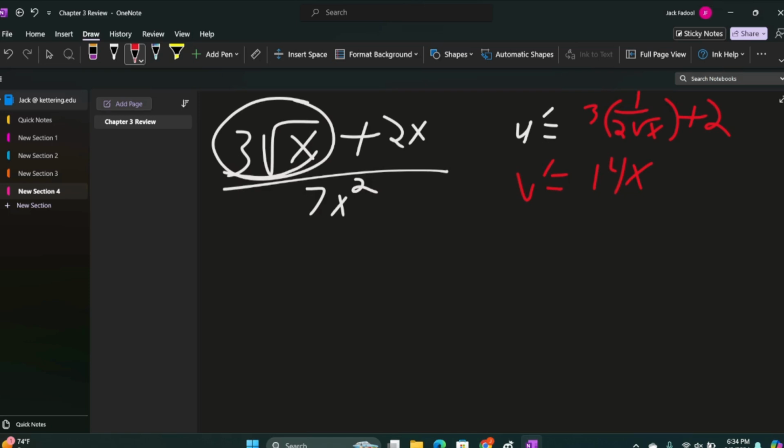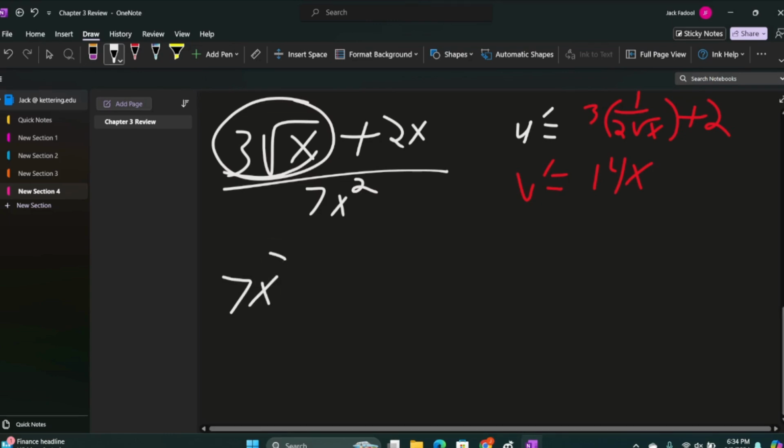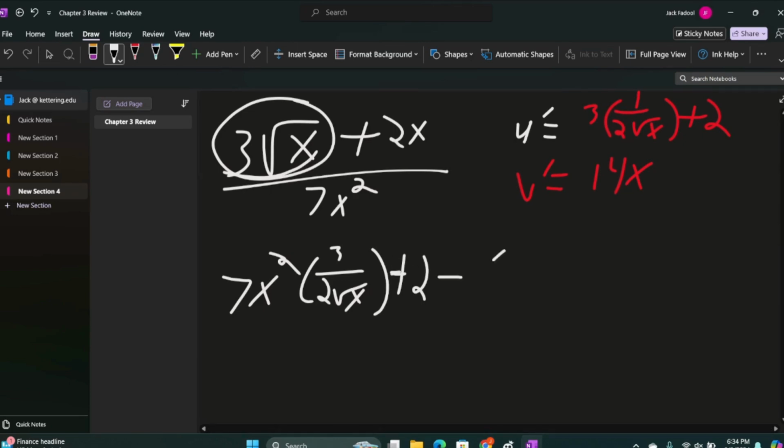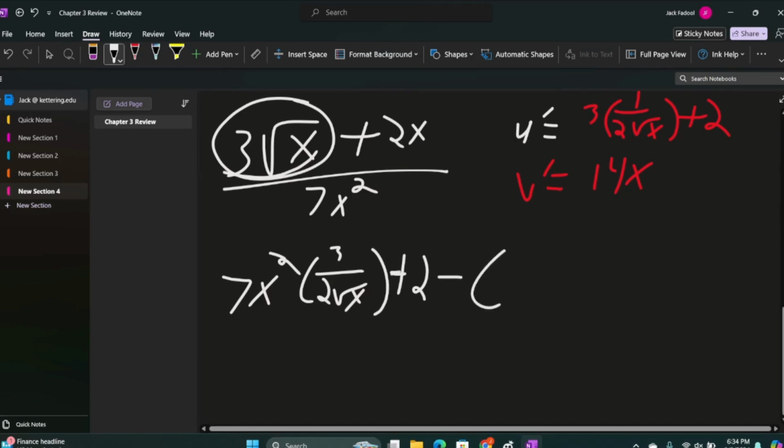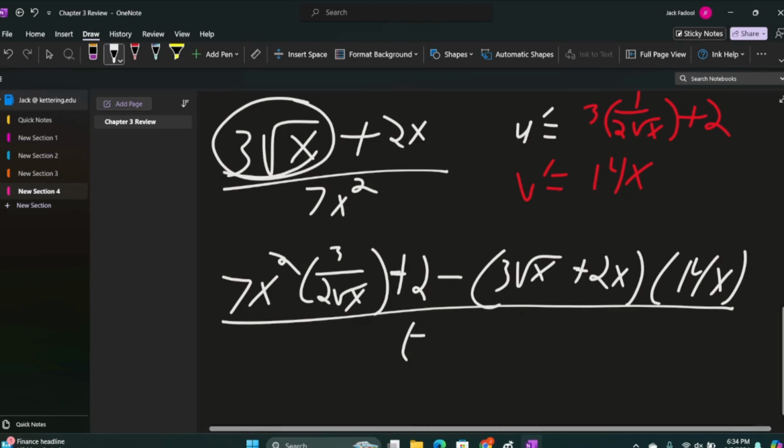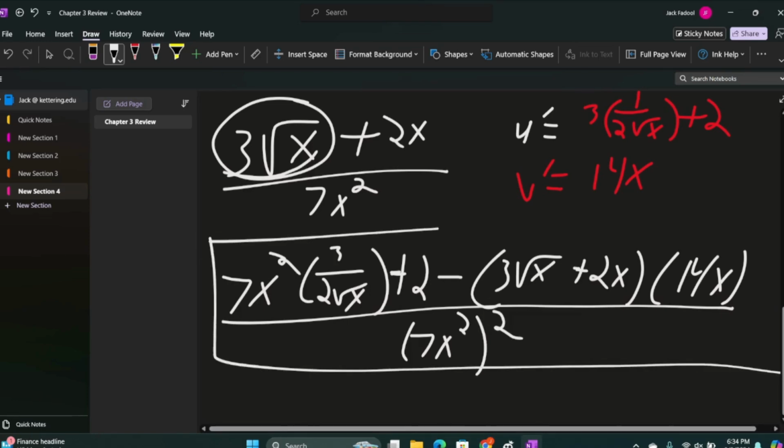Quotient rule part. So v times u prime minus u times v prime, all over v squared. And this is our answer without simplifying.